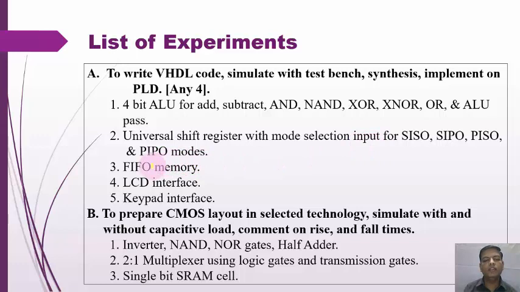Then practical number 3, FIFO memory, that is first in first out memory. Here we have to generate one memory that performs the functionality of first in first out. The fourth one is the LCD interface. We have to display a message on the LCD by using VHDL code. Then the fifth, keypad interface. Here we have to display the key which we have pressed on the LCD. That is practical number 5, keypad interface.